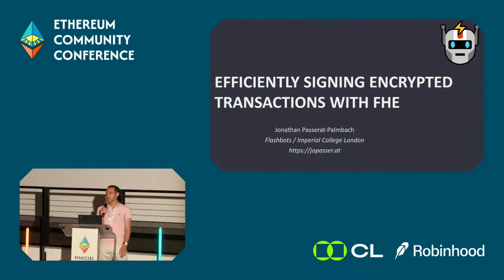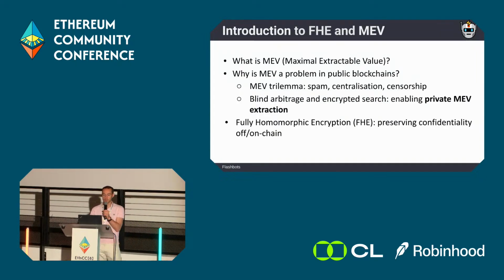My name is Jonathan. I'm with Flashbots, and today we're talking about how to efficiently sign encrypted transactions in FHE. So let me give you a bit of context first as to why we would even want to do that. You might be aware that we are working on something called MEV, which stands for maximal extractable value. It's known to be a problem on public blockchains.